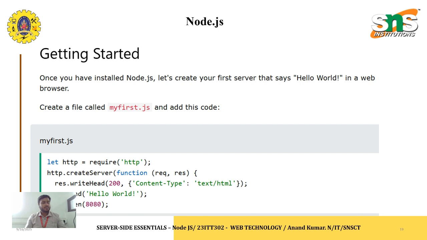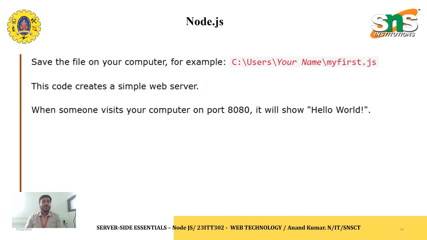Regarding saving, you can save the file on your computer, for example, in your C programs folder, under your username, and of course the file name. This will be the common template, and this code creates a simple web server. When someone visits your server on port 8080, as I told you in the previous slide with listen 8080, if someone visits your computer on port 8080, it will show you hello world.